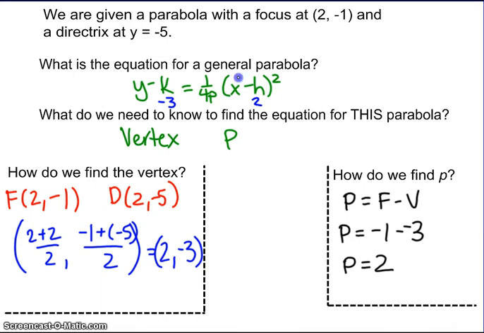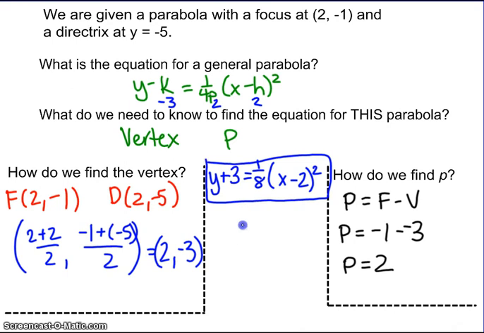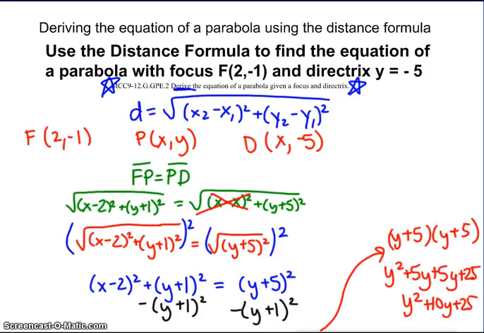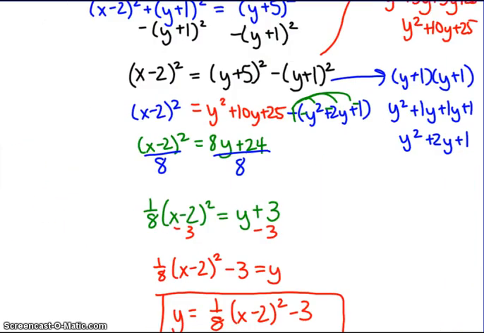Now we plug in 2 here for p. So we have y minus k, so y minus -3 is y plus 3. 1/(4 times 2) is 1/8, times (x minus 2) squared. And that right there is the equation of the parabola. That was the same exact problem that we did on the previous slide that took us all this work. However, you still have to know how to do that in order to derive the formula.